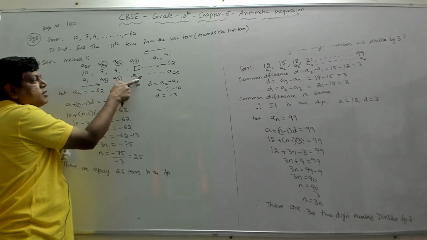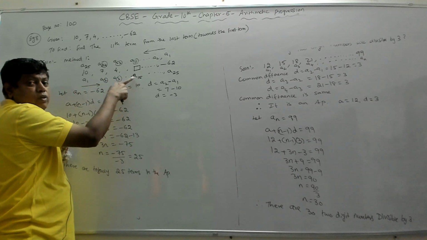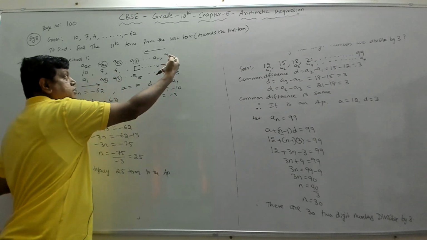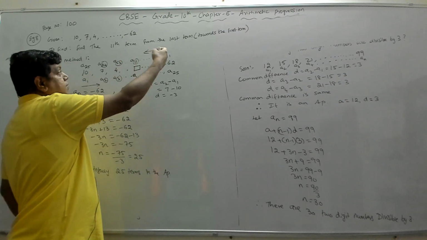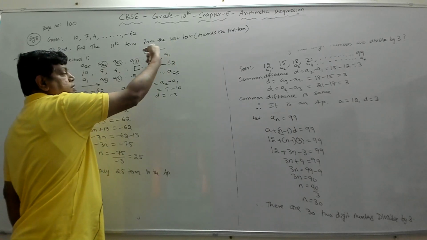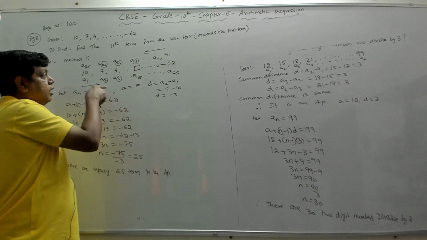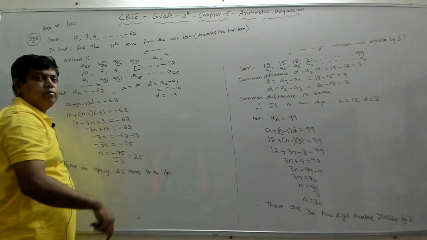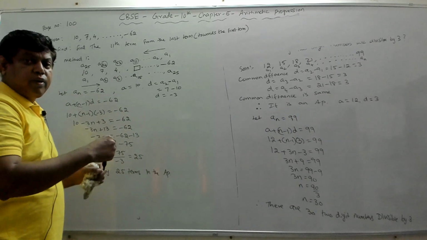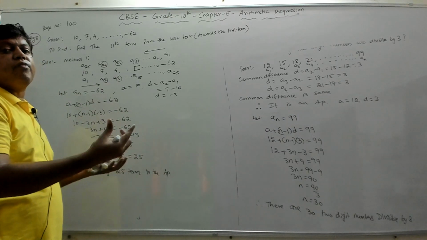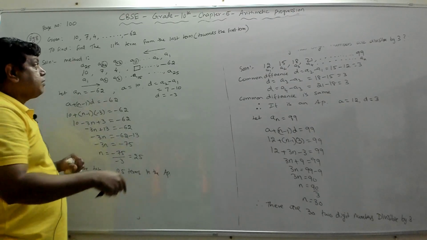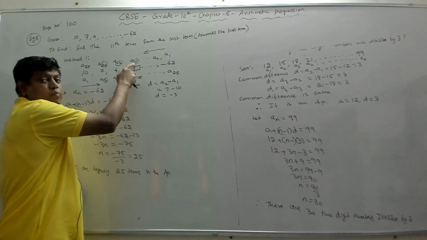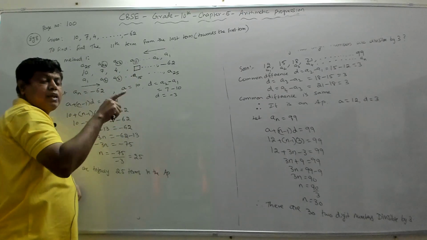15th term means this, which will be the 11th term from the reversed direction. So the question is to find the 11th term from the last, which means from the reverse direction, which is the same as finding the 15th term from the first term. If you want to find the 15th term from the first term, which is A15, then we can apply A plus n minus 1 into D. But if it is A11 here, we can't put A11 as A plus 11 minus 1 into D.